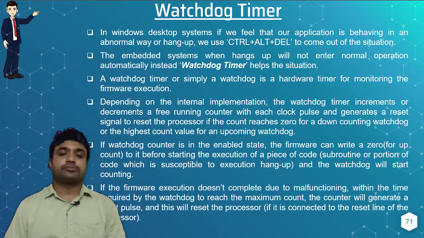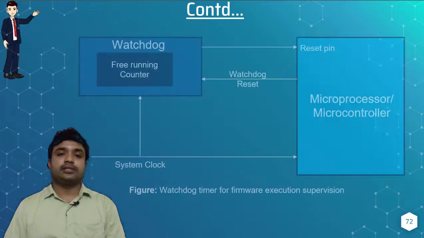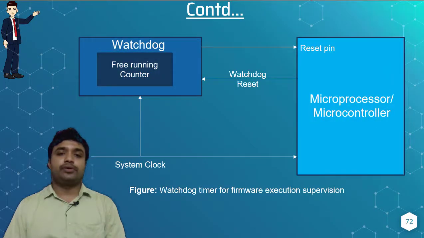Okay, and next, this is the block diagram for your watchdog timer unit. Here you can see the watchdog timer is connected to your microprocessor or microcontroller with two different connections. One is the reset pin from the watchdog timer to reset your processor, and from the processor to the watchdog timer it is connected with the watchdog reset pin. And there is a common system clock for both the microprocessor and the watchdog timer. Why? Because a synchronous activity must be held between the microprocessor and the watchdog operation.